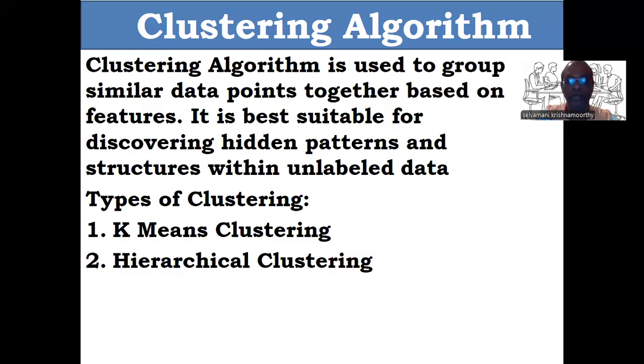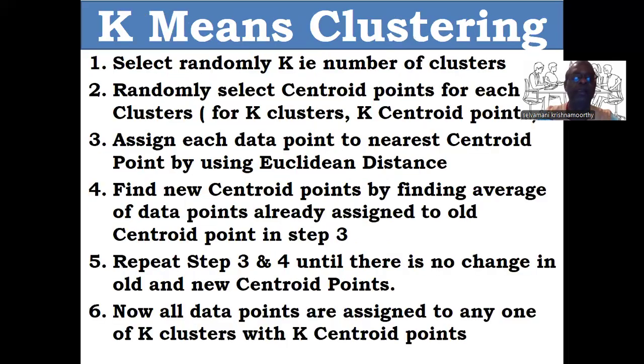There are many types of clustering, but these two only we are going to study. One is K-means clustering. The second one is hierarchical clustering. In this lesson, let us study K-means clustering. See, K-means clustering means what? We have a certain set of data points. We need to group them based on the distance between the nearest data points. That concept is said to be the K-means clustering algorithm.